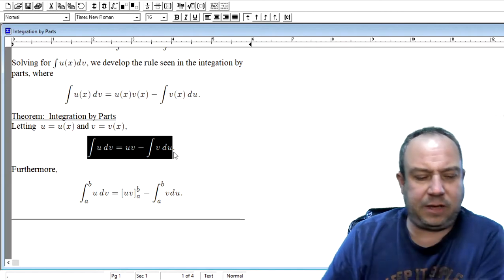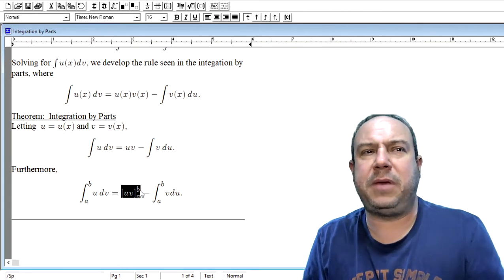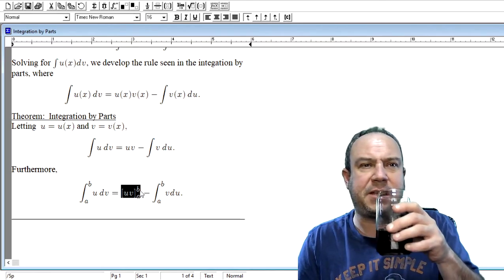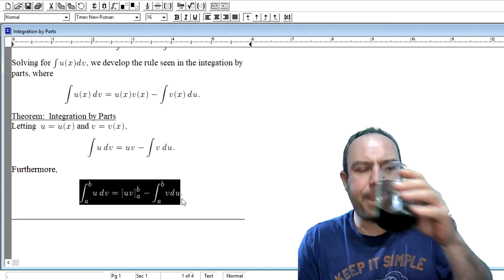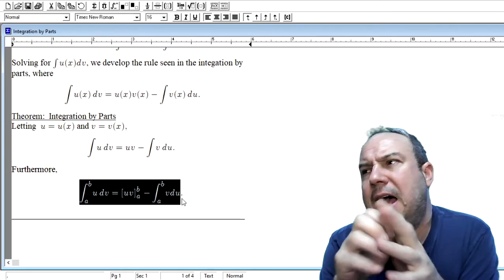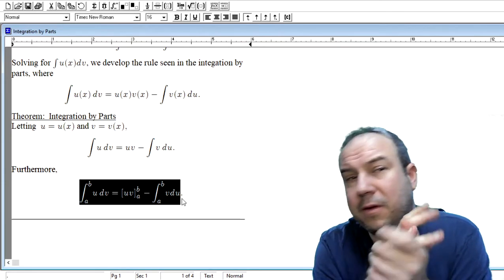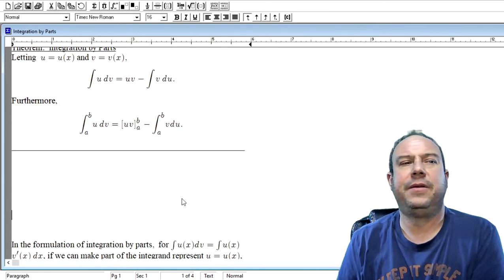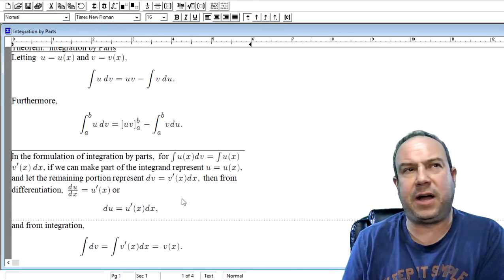Furthermore, we're going to be doing these calculations in the definite context, where the integral from a to b of u dv is going to be just u times v evaluated from a to b minus the integral from a to b of v du. And we see this result for the case of a definite integral calculation. All right. Now I'll do examples of each here. Before we do, I do give you a little bit more to go on.